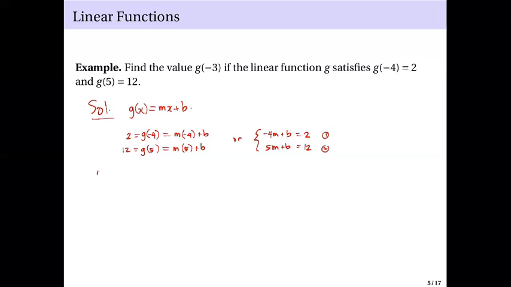We again subtract. This time, let's just subtract equation 1 minus equation 2. So equation 1 minus equation 2, we will have minus 4m minus 5m. We get negative 9m. Then here you have b minus b, that's just 0 again. And then on the other side, you have 2 minus 12, that's negative 10. And therefore, our m will just be 10 over 9.